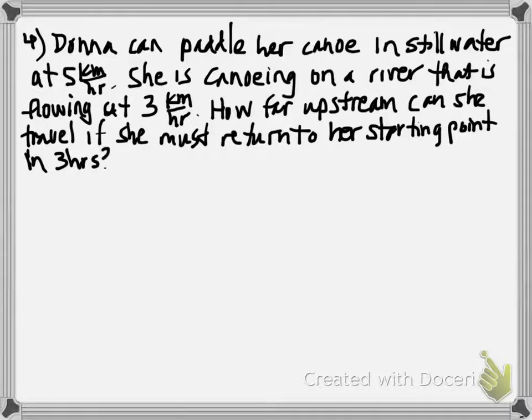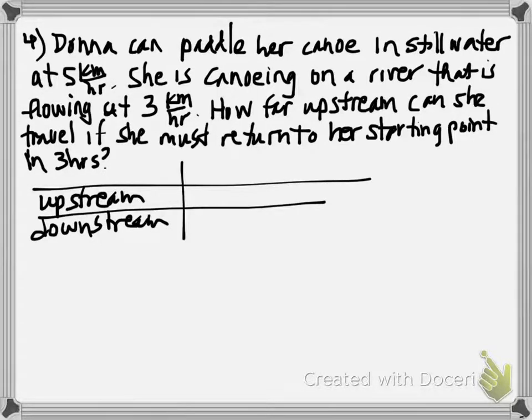So, extraordinarily different problem in that they tell us the rate of the canoe in still water, they tell us the rate of the current, and we want to figure out how far, a distance. So we still have upstream, downstream, and we still have rate times time equals distance. So here's where it gets strange. Upstream, normally we take the boat and we subtract the current from it, and downstream, it's the boat being sped up by the current.